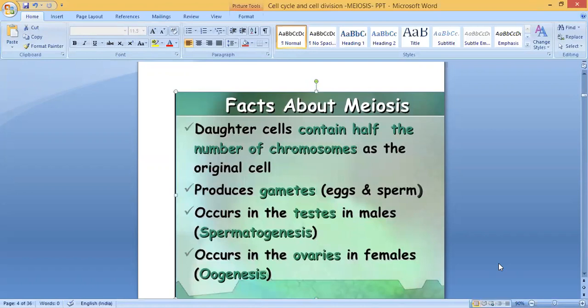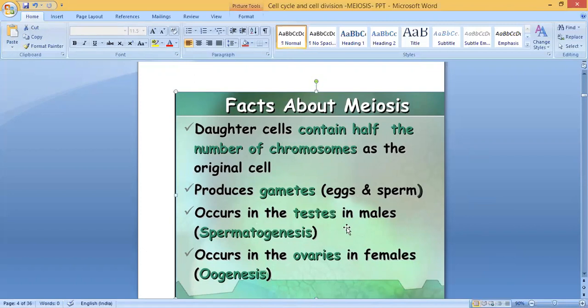There is a main difference between mitosis and meiosis. Here the daughter cells contain half the number of chromosomes as the original cell. But in mitosis, the parent cell and daughter cell have the same number of chromosomes. But here the daughter cells contain half the number of chromosomes as the original cell. They produce gametes, male and female gametes: the female gamete egg and the male gamete sperm.